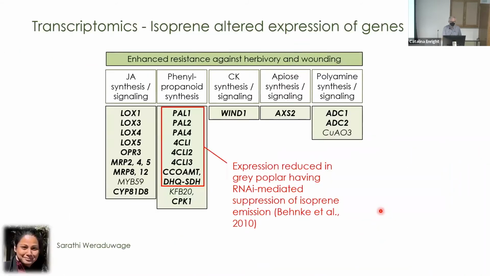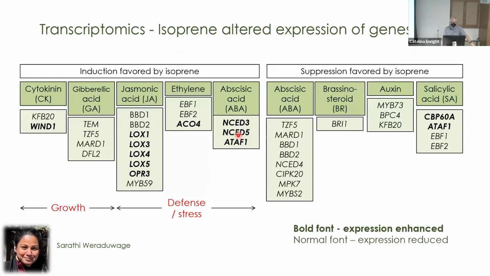All right. So we did some RNA-seq, and we found just an incredible variety of genes that were expressed. We've tried to organize these. One of the clear signals was JA synthesis signaling. So the lipoxygenases and many other things that are involved in JA synthesis. And phenylpropanoid synthesis was affected a great deal. Other things, there was some cytokinin, not a great deal.